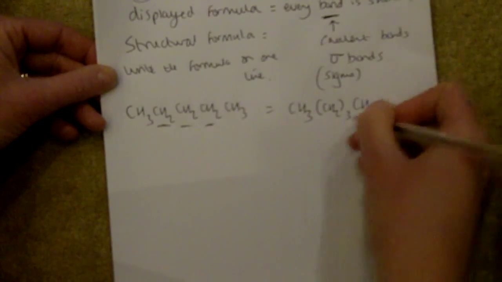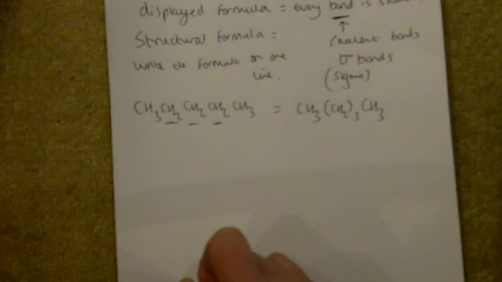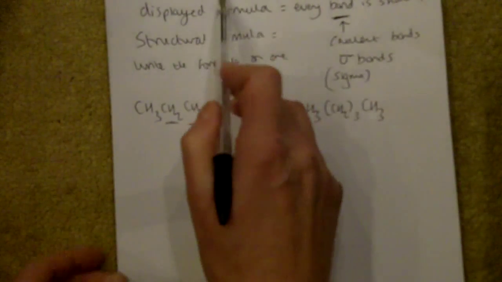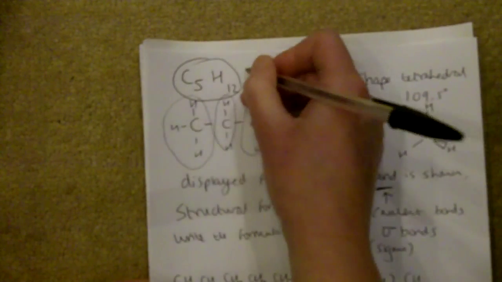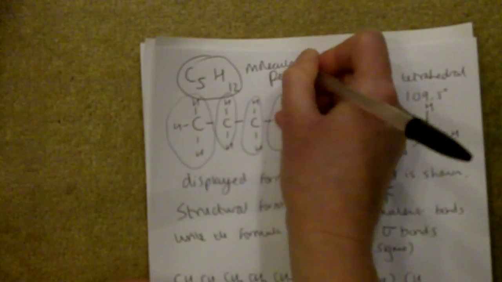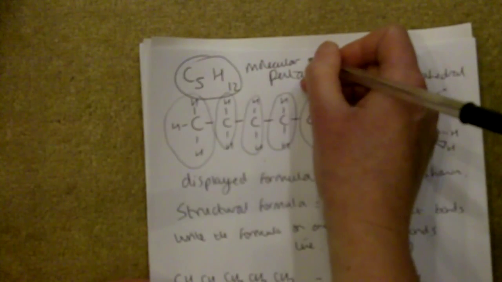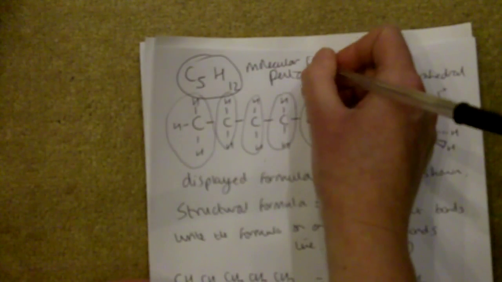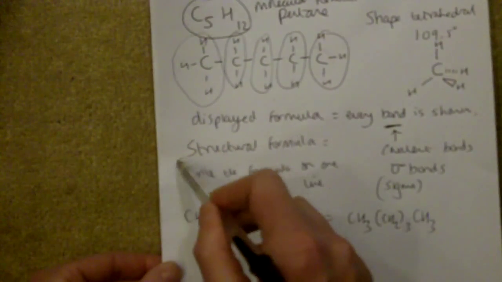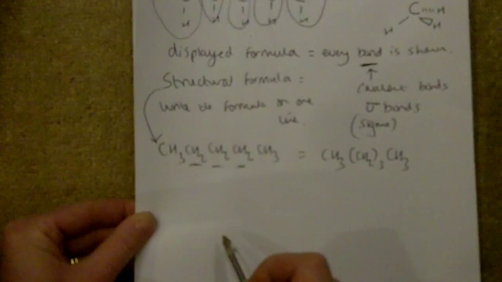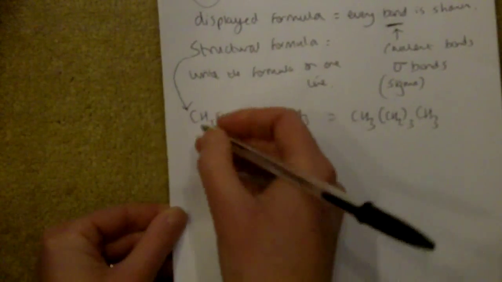So we've got the molecular formula, which just tells you the amount of each element, how many atoms. That's the molecular formula, that's the displayed formula, that's the structural formula. The last type of formula is the skeletal formula.